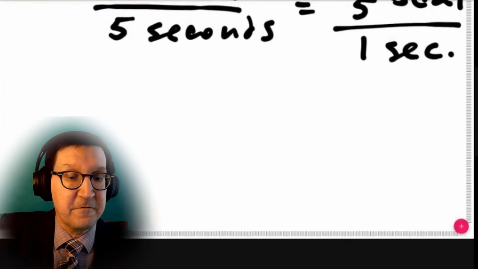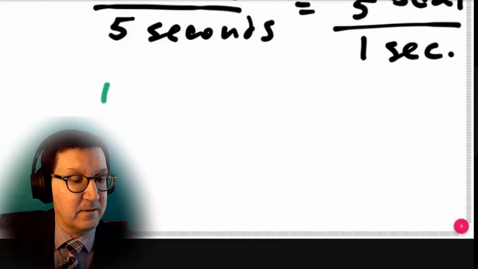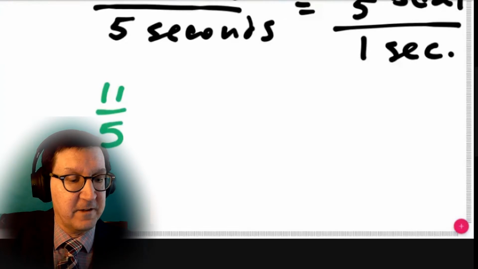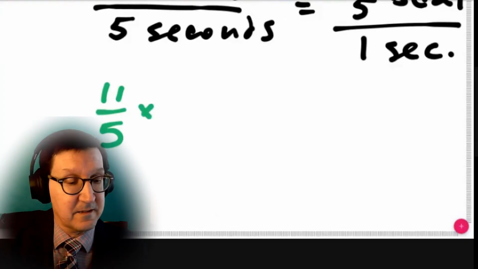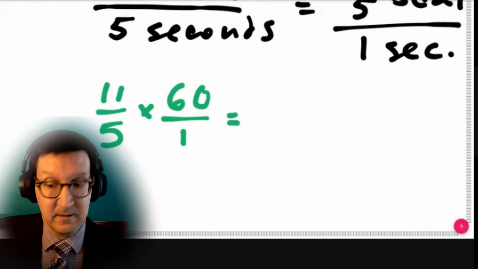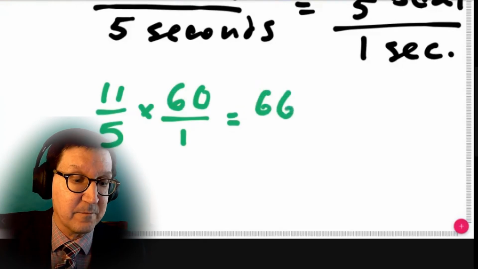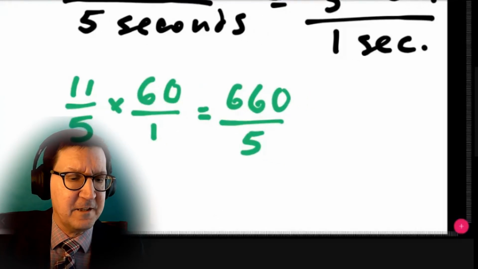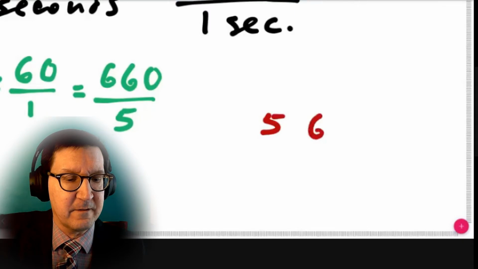So if we have 11 fifths of a beat per 1 second, all we have to do is have our 11 fifths of a beat times 60 seconds. That'll tell me how many beats in 1 minute. So 11 times 60 is 660. 5 times 1 is 5. You have 660 divided by 5. So what is 660 divided by 5? Well, let's find out.